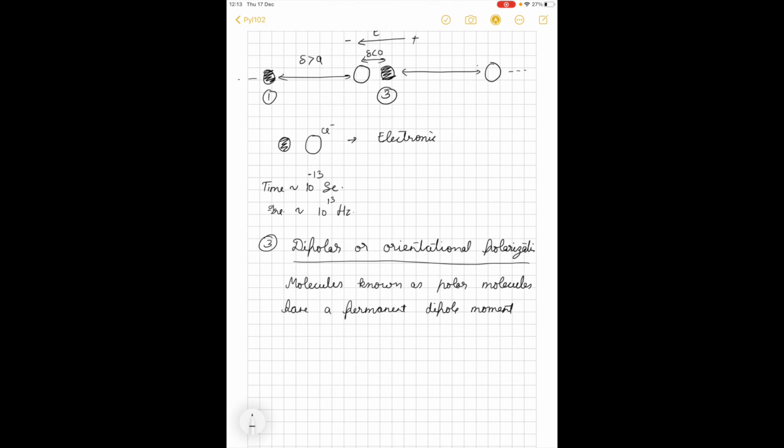For example, water, H2O, right? And why do they have a permanent dipole moment? Because of the proper orientation. It's such that the orientation of H-O and the other H-O doesn't cancel out. So you have an effective dipole moment in the system. So this leads to something called dipolar polarization.